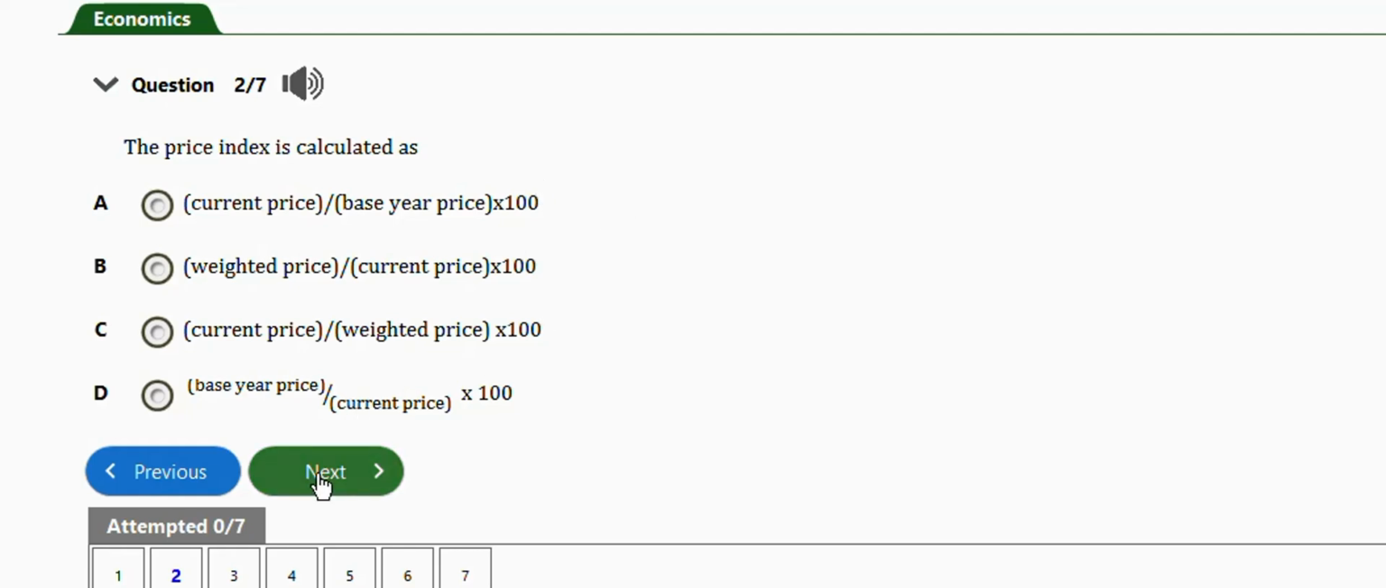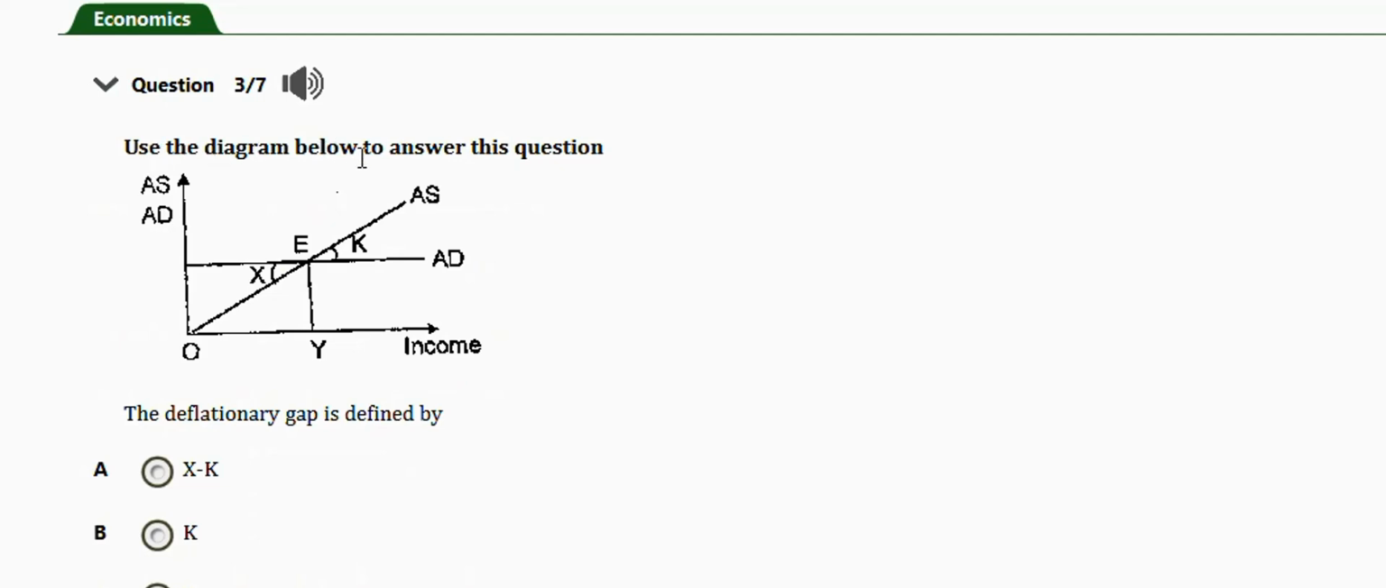Next question is this one. It says use the diagram below to answer this question. So we have the deflationary gap is defined by, so the right answer is option B, which is K. This K is used to represent or define deflationary gap, whereas this X is for inflationary gap.